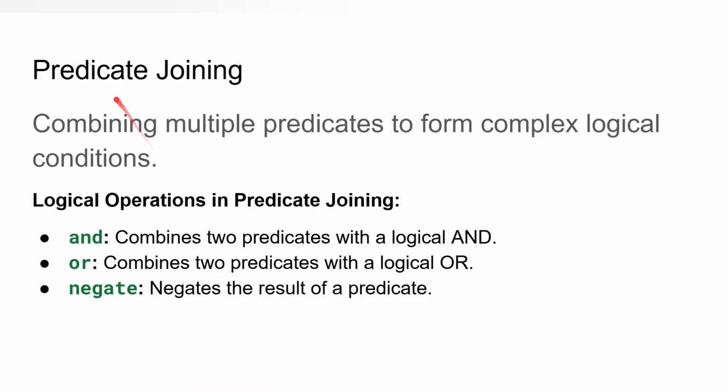Now we are going to learn about what is predicate joining. So predicate joining is used to combine predicates. Whatever predicates we have defined, we want to combine them. In that case, you can make use of predicate joining. There are basically three ways in which you can join the predicate. First one is AND. It will combine two predicates with a logical AND. Then we have OR. It will combine two predicates with a logical OR. And then we have negate. It negates the result of a predicate. So we will see the demo of all these three logical operations in predicate joining.